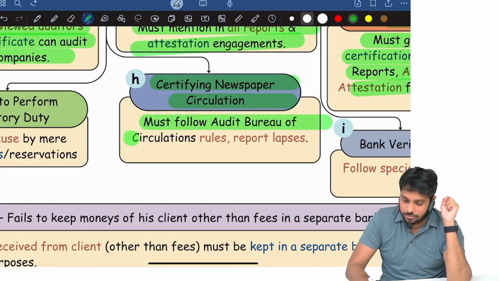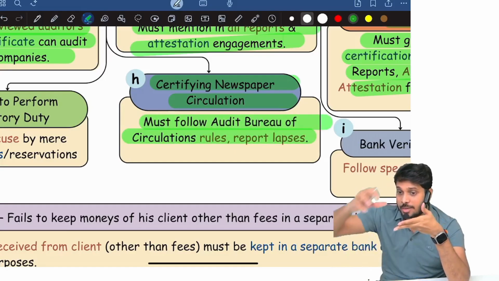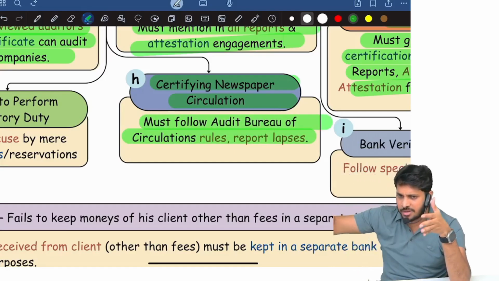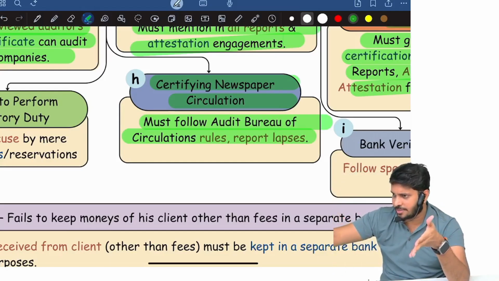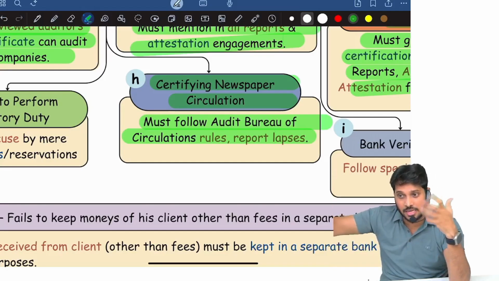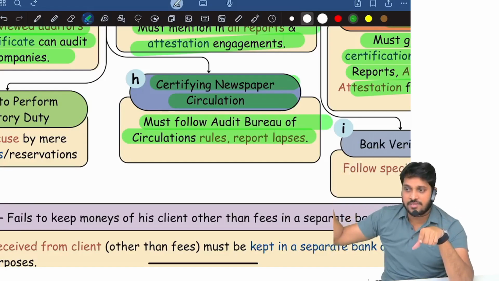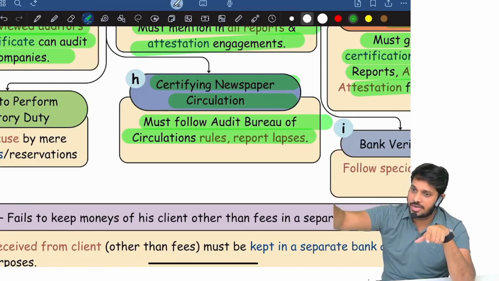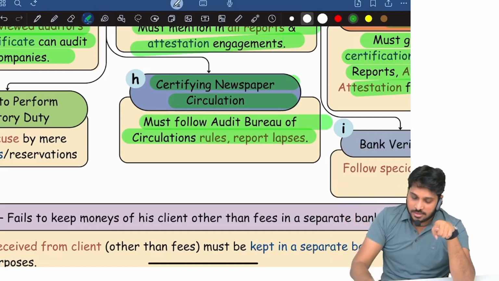And can a CA certify newspaper circulation related? Yes, you have to follow Audit Bureau of Circulation rules and regulations when you are certifying the number of copies circulated. Like many newspaper companies, news channels, TRP rating, for example. Newspapers, what is the basis for their credibility? The number of newspapers that they are circulating every day. So that is their credibility. For TV channels, what is the credibility? TRP rating.